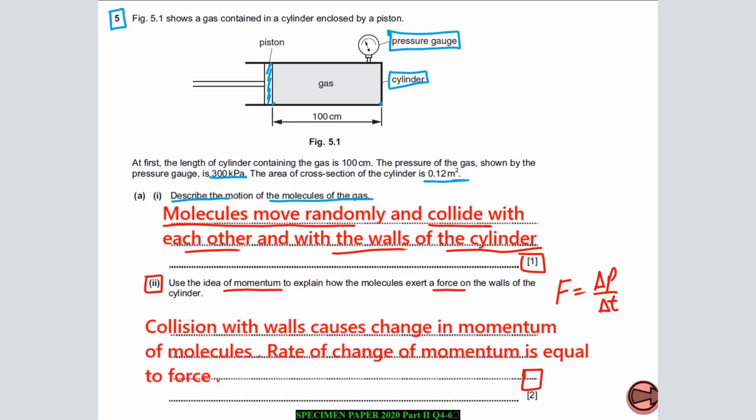So this is how we can write the final answer. Now you can say the proper answer: collisions with walls will cause a change in momentum of molecules, and the rate of change of momentum is equal to force. If we write these 2 points, we will get 2 marks.